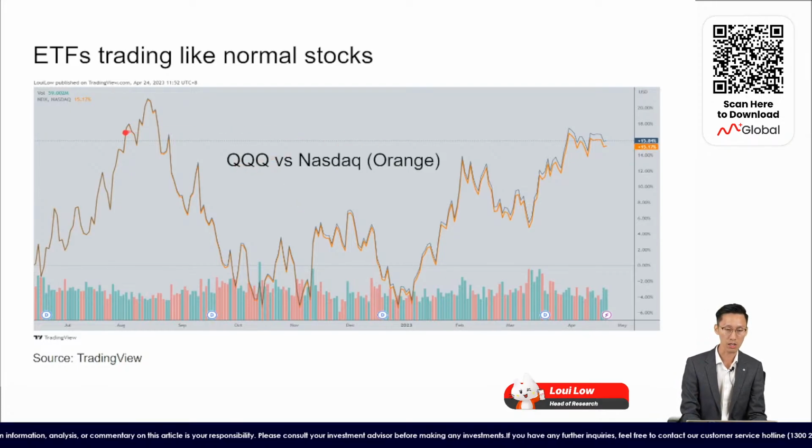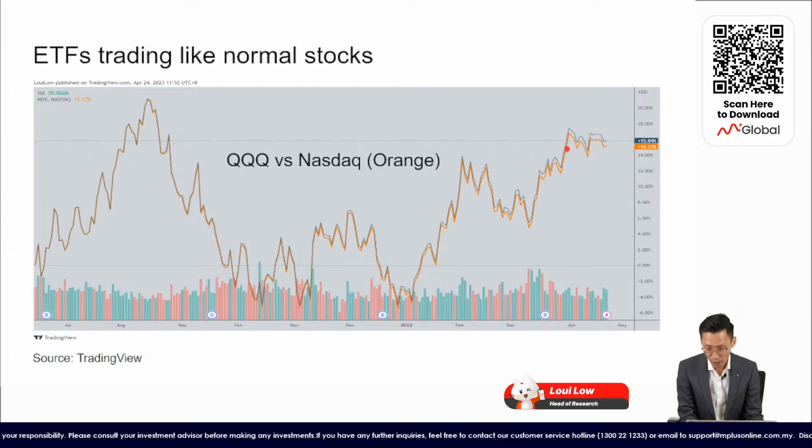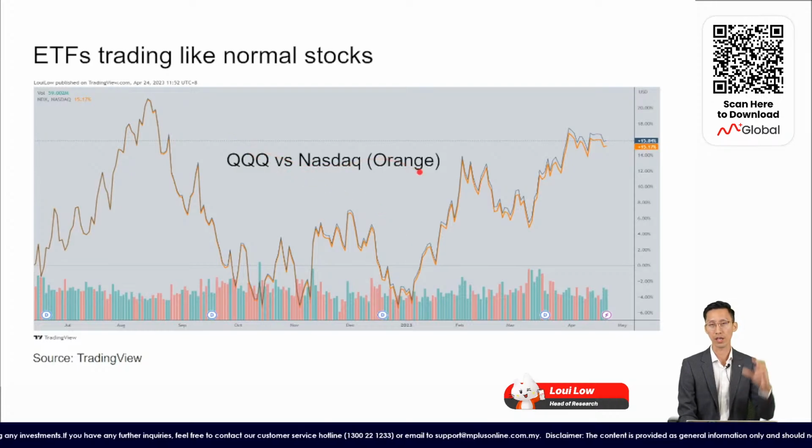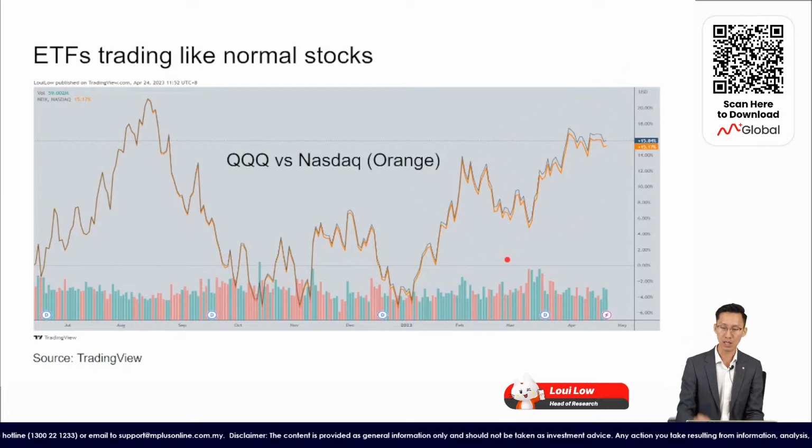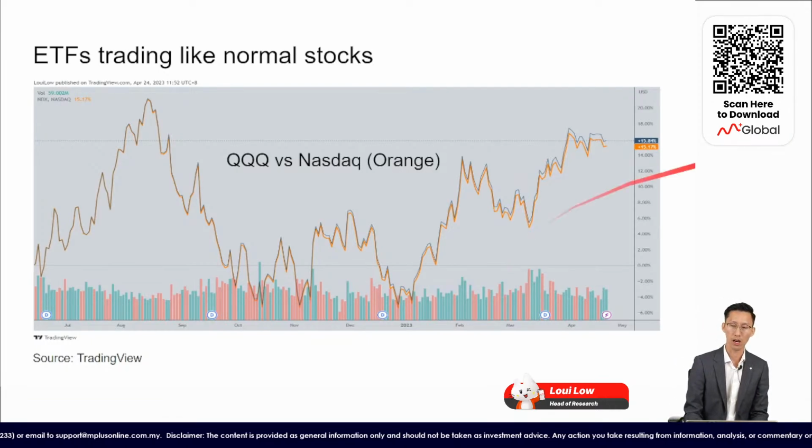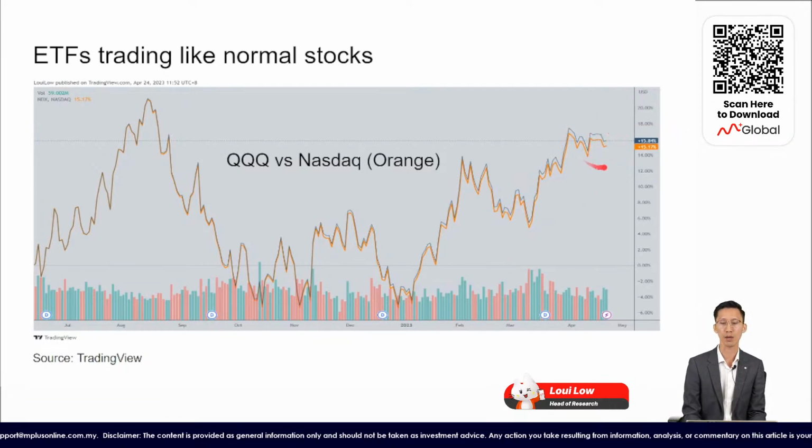So let's look at this ETF trading like normal. We have QQQ versus NASDAQ. QQQ is the black, blue or gray line, and the NASDAQ is the orange line. It tracks almost very similarly to the underlying basket of stocks. QQQ tracks NASDAQ very closely. You can see that it is very close, and recently there could be some tracking error that provides this very minor difference.